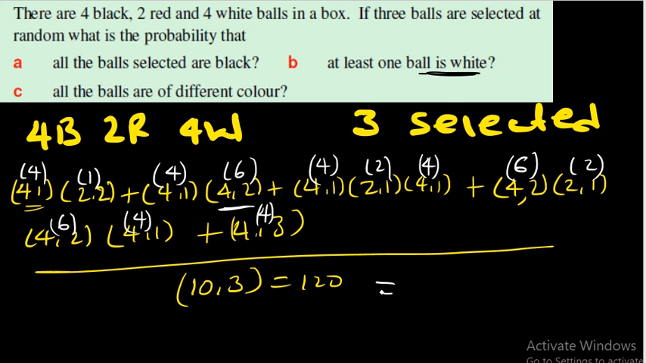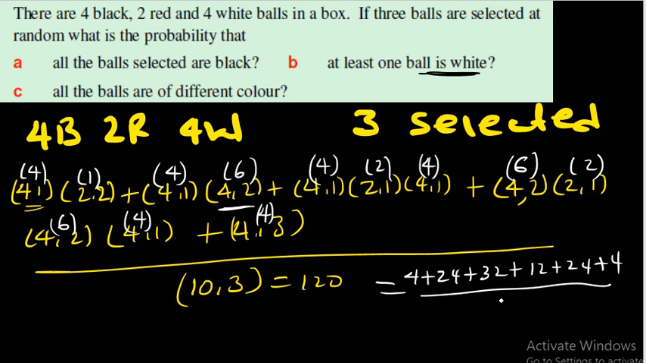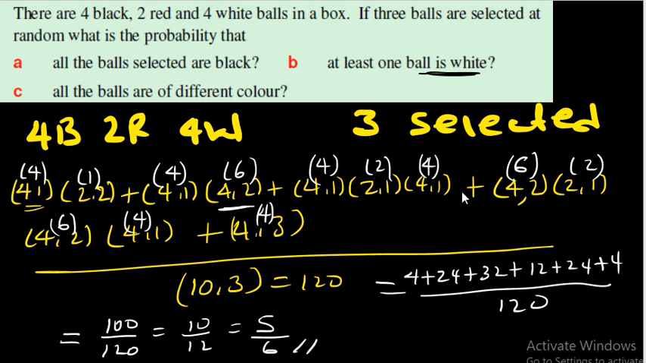When you do it, it's going to be 4 times 1 will be 4, plus 4 times 6 is 24, plus 16 times 2 will be 32, plus 12, plus 24, plus 4, divided by 120. So when we simplify this, when you add the numerator part, it's going to be 100 over 120. Then you can cancel the 0 here, and 10 over 12 remains. Still we can simplify, which is 5 over 6.